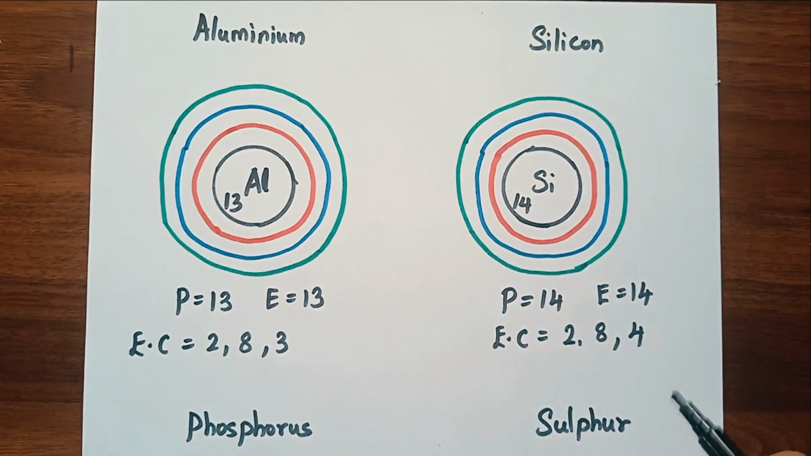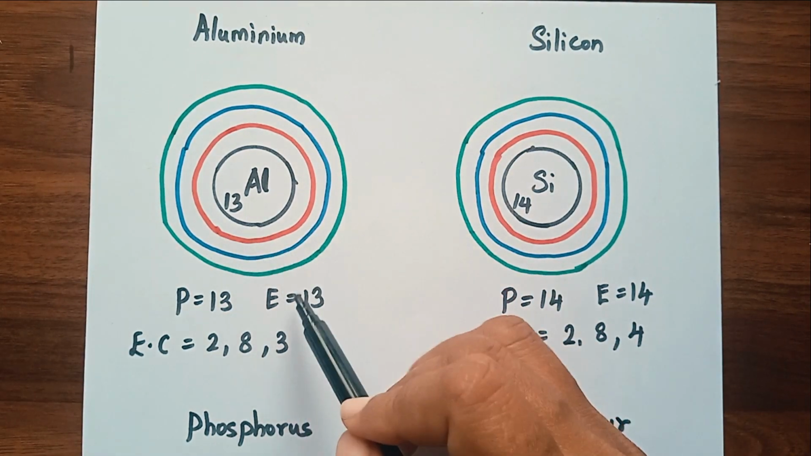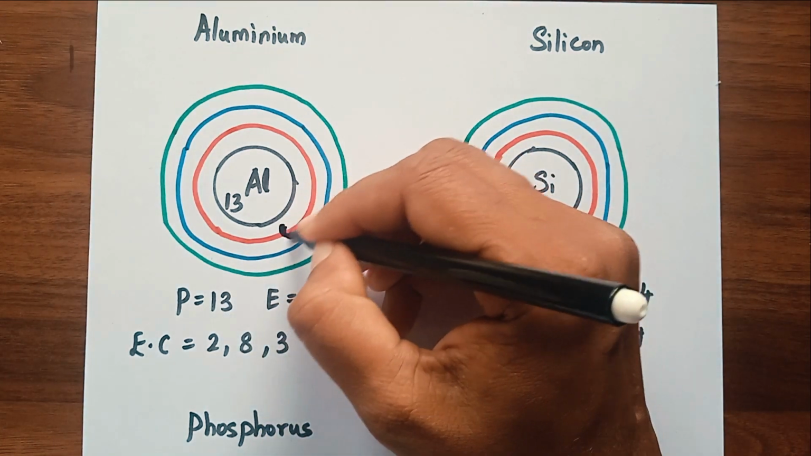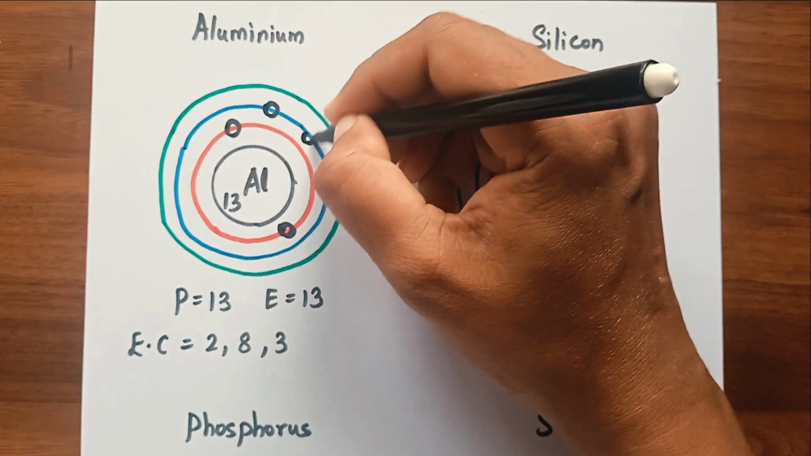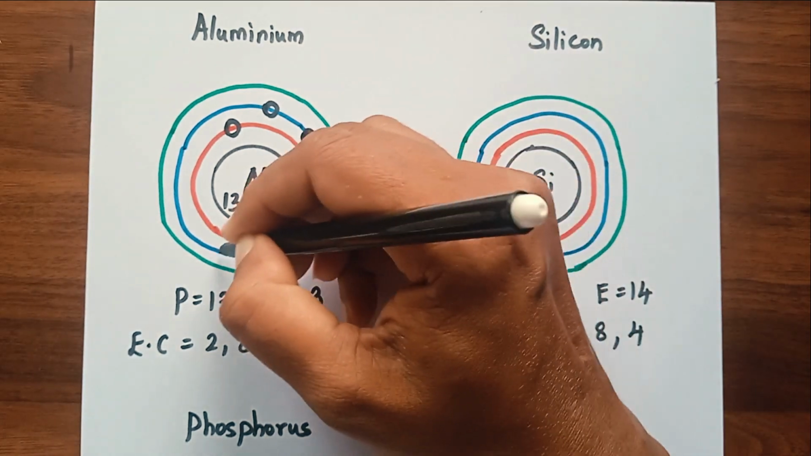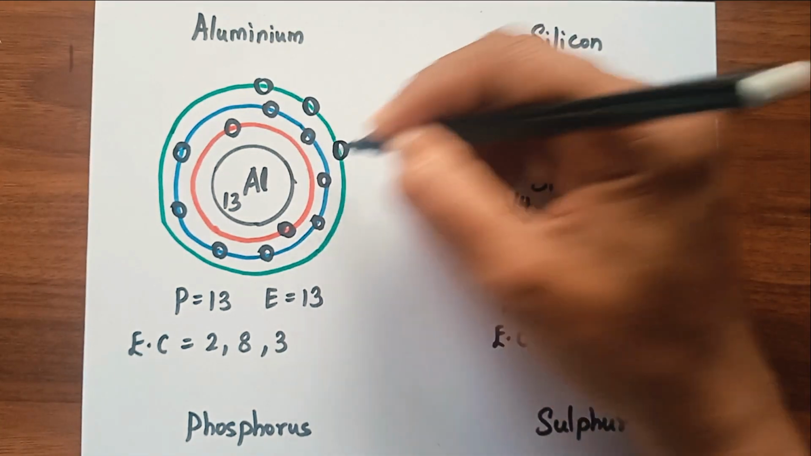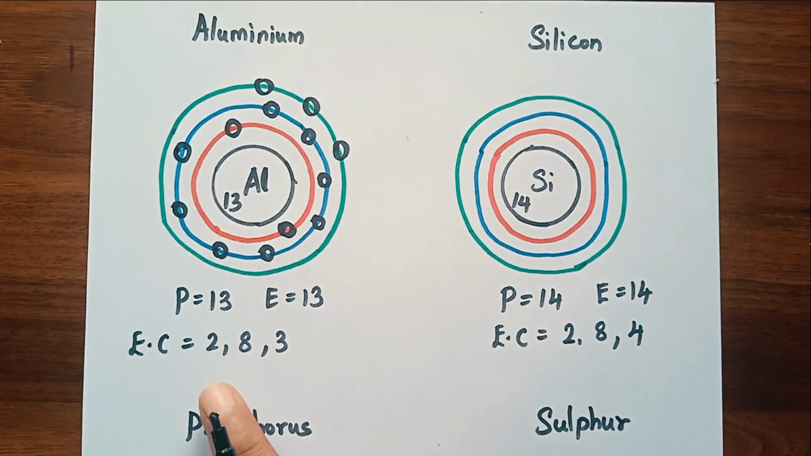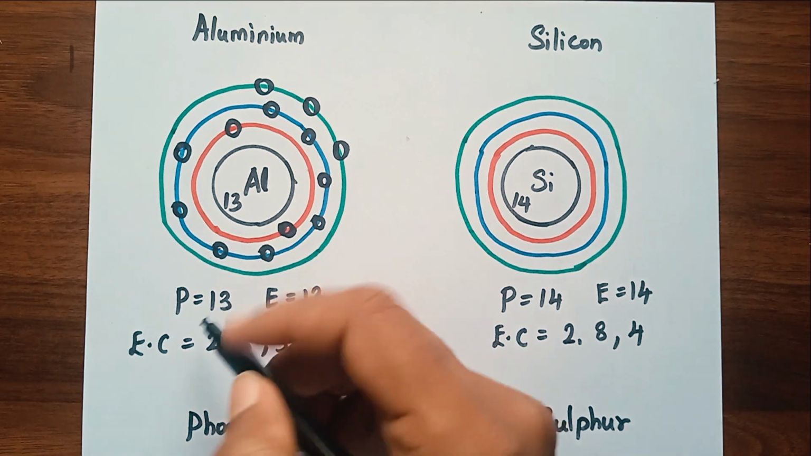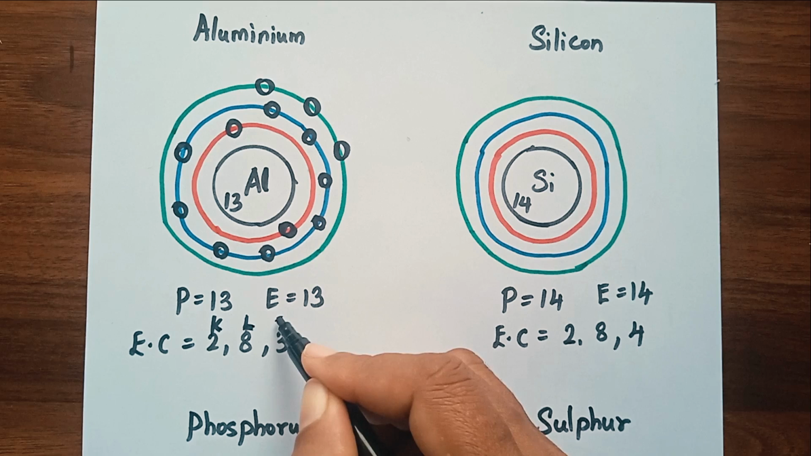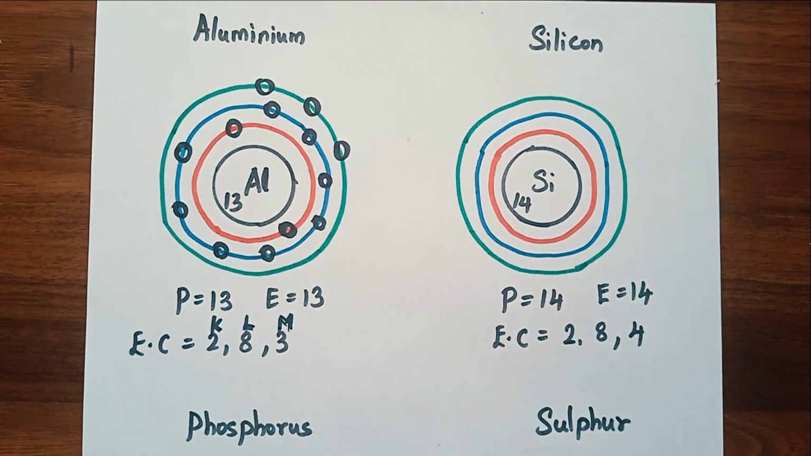Next we see for aluminium. Aluminium atomic number is 13. So total number of electrons is 13 and total number of protons is also 13. So start drawing. 1, 2, 3, 4, 5, 6, 7, 8, 9, 10, 11, 12, 13. Okay. So electronic configuration is 2, 8, 3. That is K shell 2 electrons, L shell 8 electrons and M shell 3 electrons.